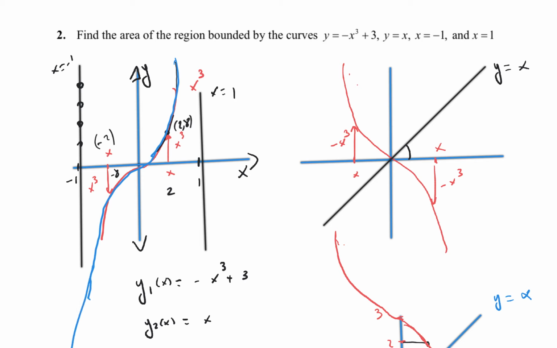And of course, let me draw better. Of course, when x is big, the function is very big. So the problem is asking me to find the area between x equal minus 1 and x equal 1, but not of the function x cubed.